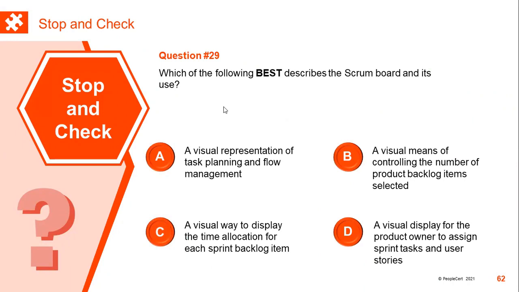Number 29, which of the following best describes the scrum board and its use? A, a visual representation of task planning and flow management. B, a visual means of controlling the number of product backlog items selected. C, a visual way to display the time allocation for each sprint backlog item. D, a visual display for the product owner to assign sprint tasks and user stories.